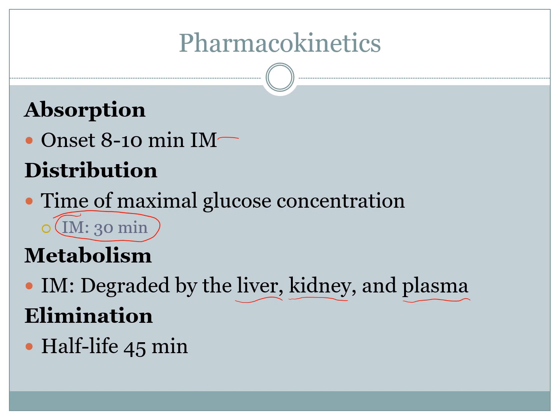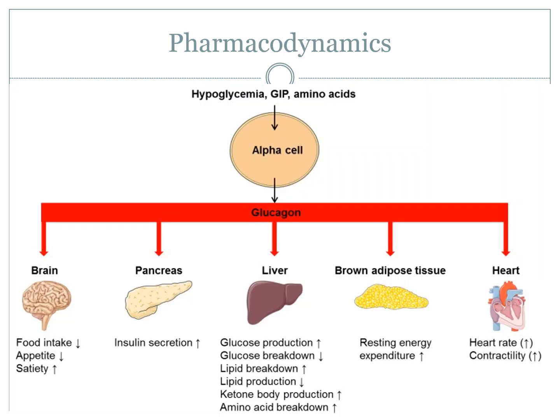When we look at pharmacodynamics, pretty much if you have an understanding of glucagon, the hormone, then you're going to know how it works. When glucagon is released by the alpha cells in the pancreas, or it's given artificially by us, it has a series of effects on different organs in the body. And we've already looked at the heart, so we're not going to go too much into that.